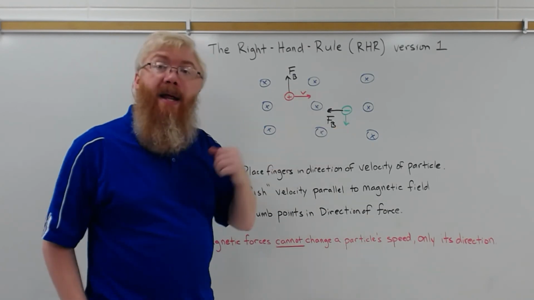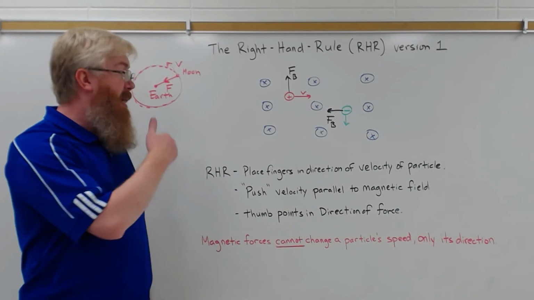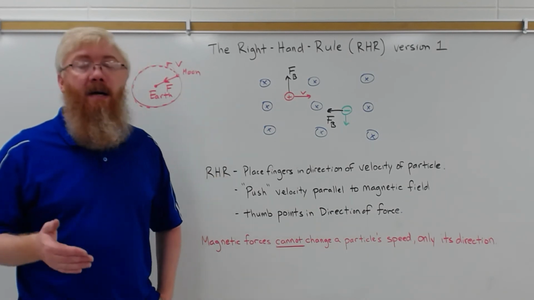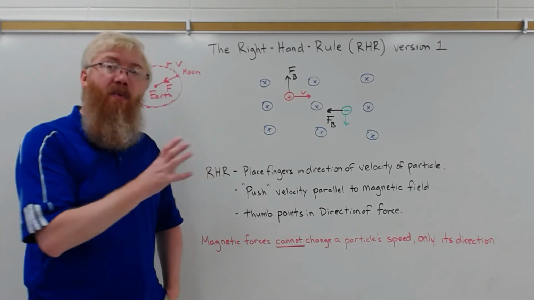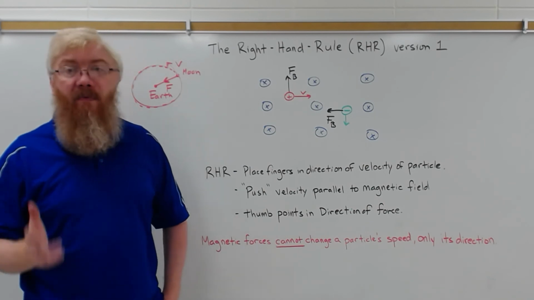So that's the right-hand rule. Be sure you are comfortable using the right-hand rule. We'll be using it a lot in this chapter. Again, your book gives a slightly different version of it. If you prefer to use the book's version, that's fine. Just be comfortable applying the right-hand rule to figure out the direction of the force on a particle moving in a magnetic field.